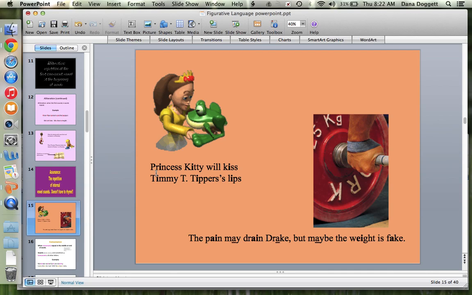We have Princess Kitty will kiss Timmy T. Tipper's lips. You have the repetition of that sound over and over again. Or here's another example. The pain may drain Drake, but maybe the weight is fake. So you have the repetition of that A sound. Pain, may, drain. These words don't necessarily rhyme, but the vowel sound is the same for all of them.